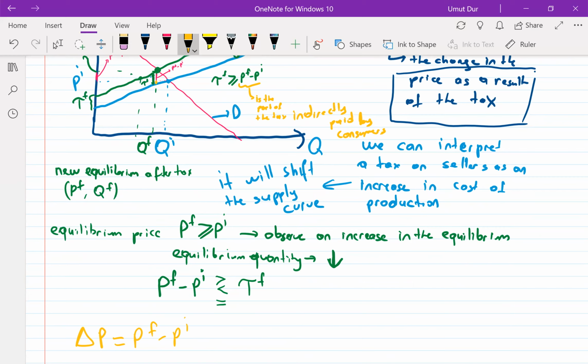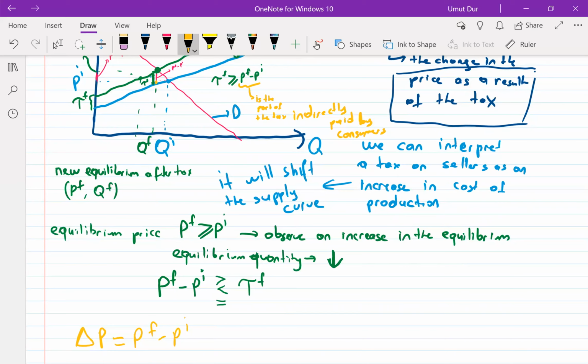Could you repeat it again? I couldn't understand. Can't the seller put all the burden on the consumers? Of course, the seller can put all the burden, but it will depend on the demand curve, on how elastic or inelastic the demand curve is.